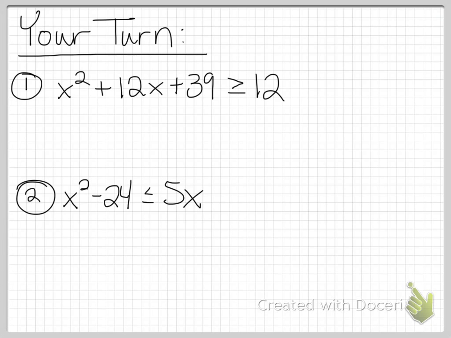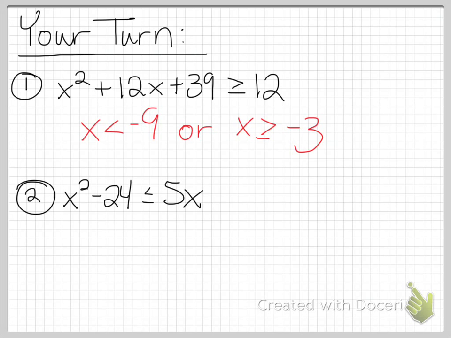So for number 1, x squared plus 12x plus 39 is greater than or equal to 12. Your solutions would be x is less than a negative 9 or x is greater than or equal to a negative 3. So again, the original inequality is a greater than, so this would end up being an or. So it's following the same rules that we've had before with our inequalities.